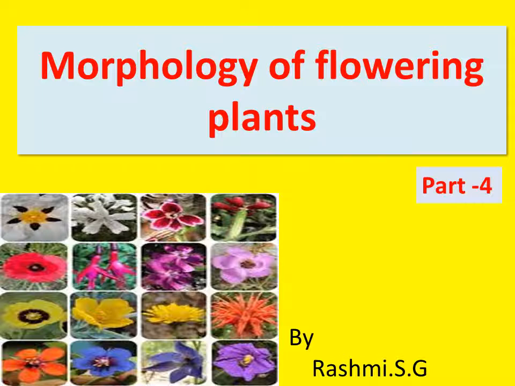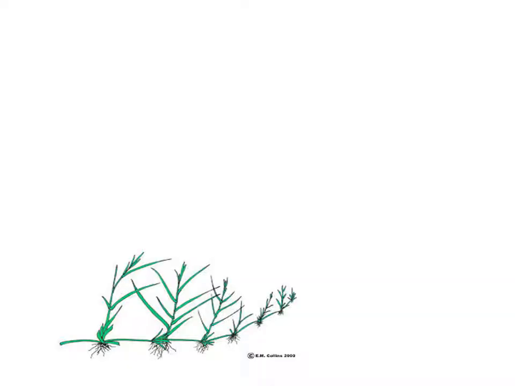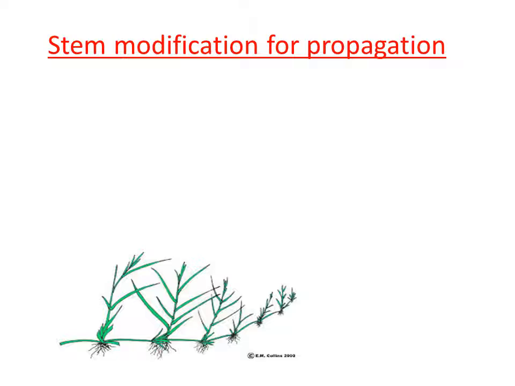In this video, let us continue the study of modifications of stem. So far in the stem modification, we studied the storage stem, supportive stem as well as protective stem. There is one more purpose of stem modification, and that is propagation. Propagation is nothing but multiplication. So in order to increase the number of plants, some plants show modified stem.